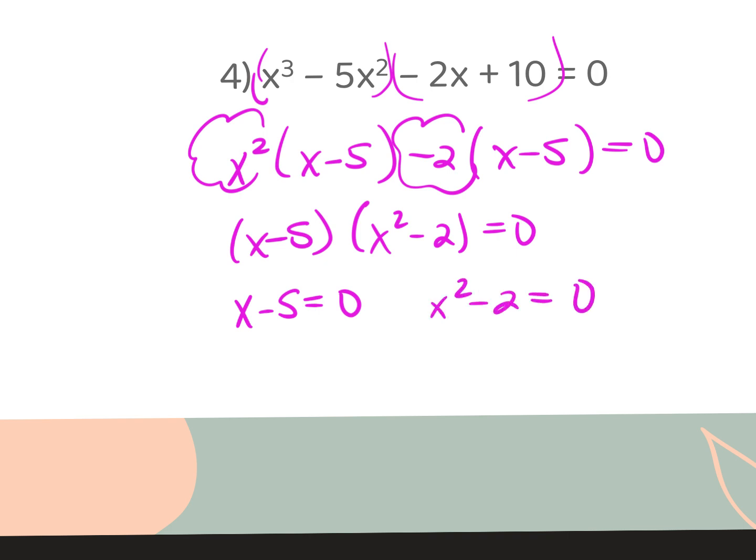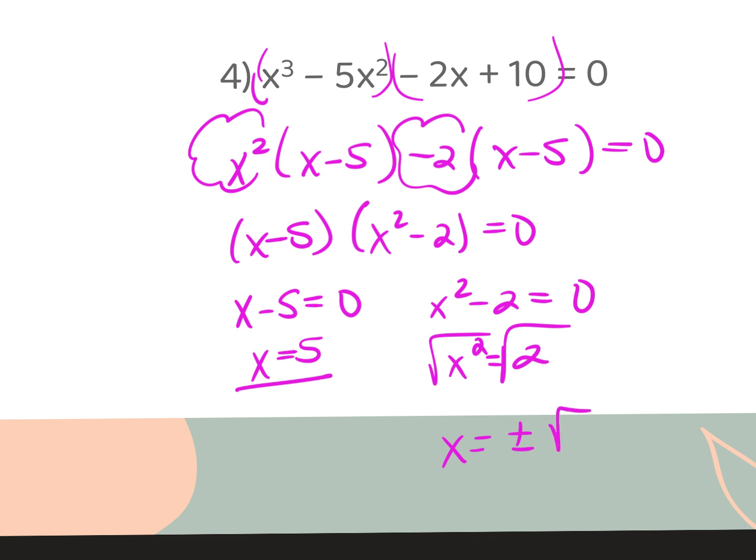So on the left-hand side, we have x equals what number? 5. Good. And then over here, we have x squared equals 2. Take the square root. What goes in front of your answer? Plus or minus. And what's the square root of 2 off the top of your head?